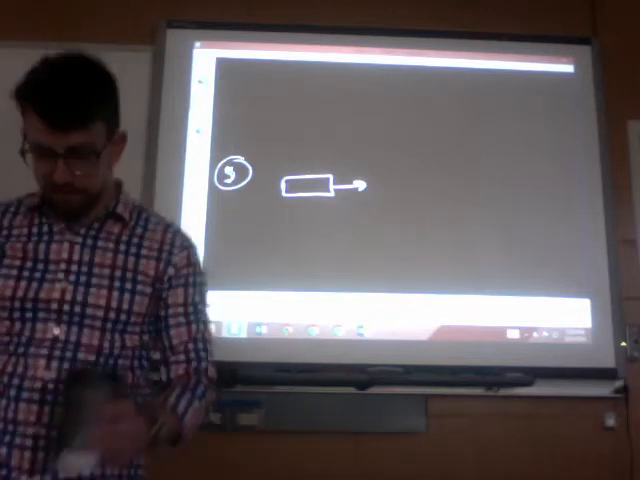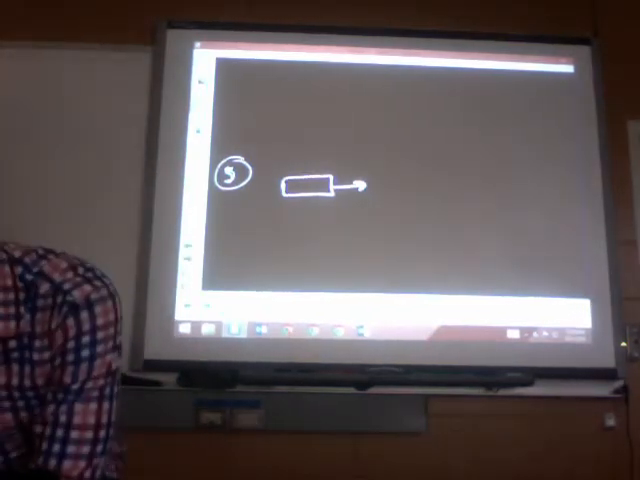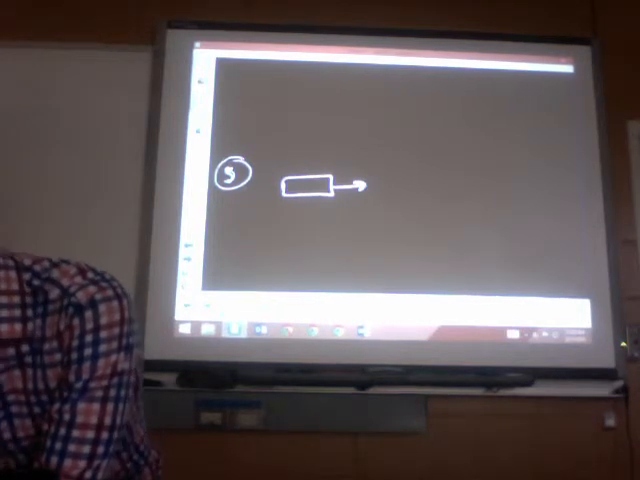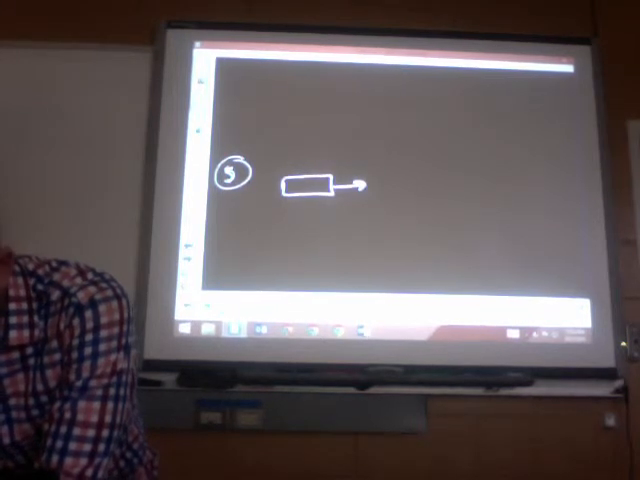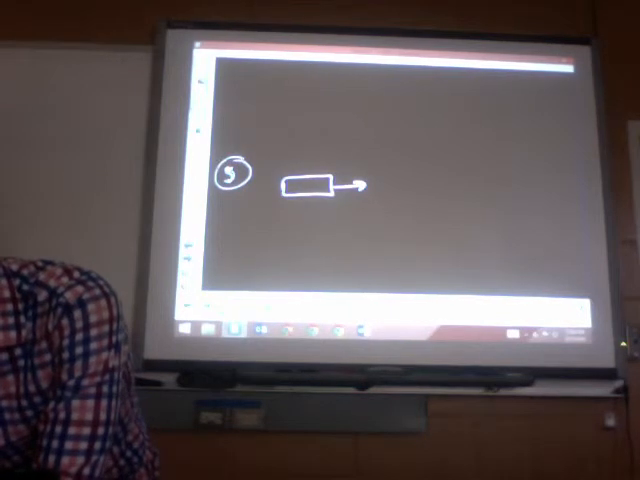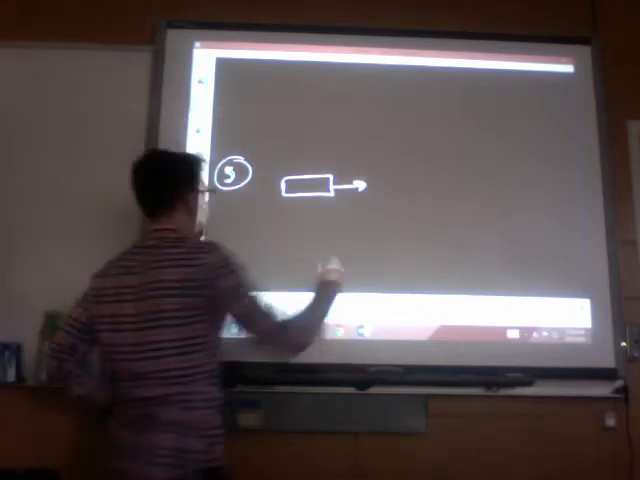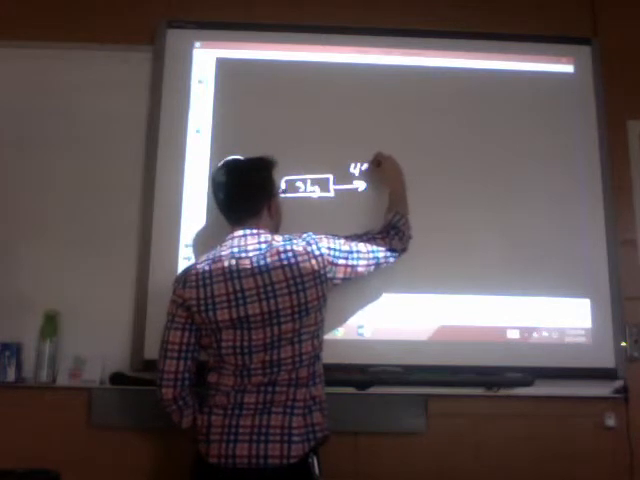Okay, so number 5. I'm so bored of these problems because they're all the same. Cart 1 has a mass of 5 and moves right with a speed of 4. Cart 2 has a mass of 3 and moves left with a speed of 6. Okay, so mass of 5, moving right at 4. Mass of 3, moving left at 6. 5 kilograms, 4 meters per second.